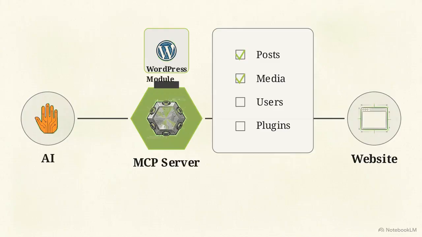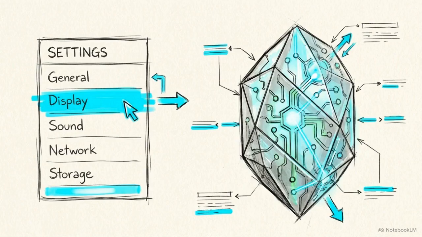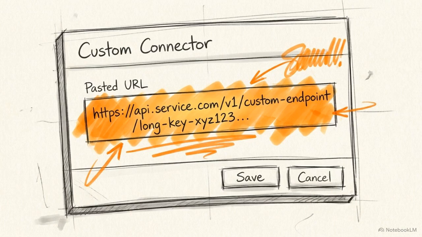We want to apply the principle of least privilege: disable user administration and plugin management. Claude only needs pathways related to content creation. Once you save those permissions, FlowHunt generates a unique MCP server URL. Copy this link. Go to your final tab, Claude. Open your integration settings, click to add a custom connector, and paste the FlowHunt URL.